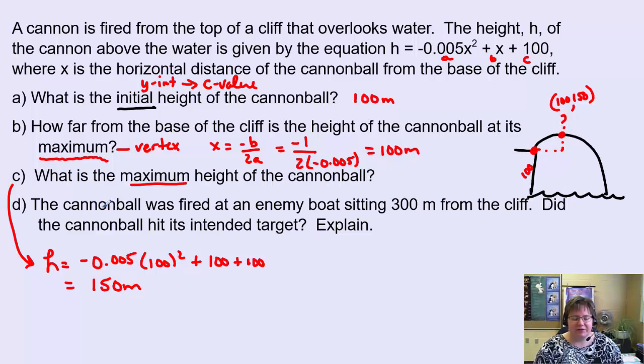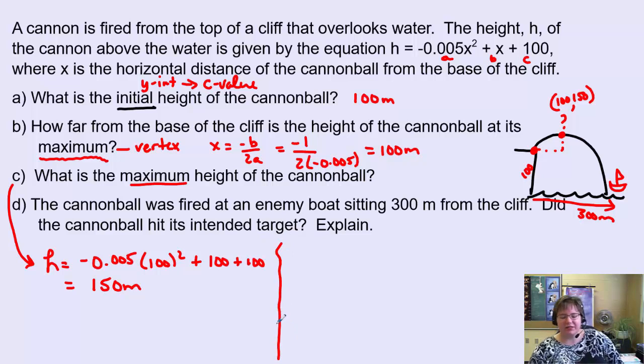So the last part of this question is that the cannonball was fired at an enemy boat. So we got a boat now sitting out here 300 meters from the cliff. Did the cannonball hit its intended target? And we have to explain. Part of the explaining process can be just showing your work. If the cannonball hits the boat sitting on the water, we can assume that it's the x-intercept.